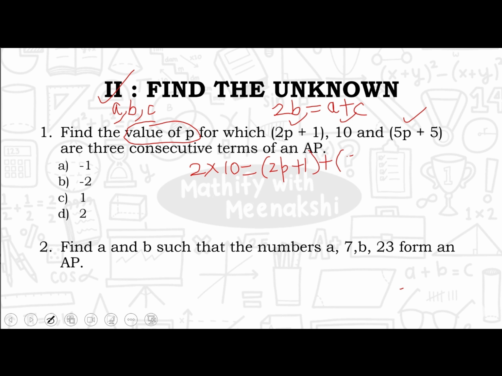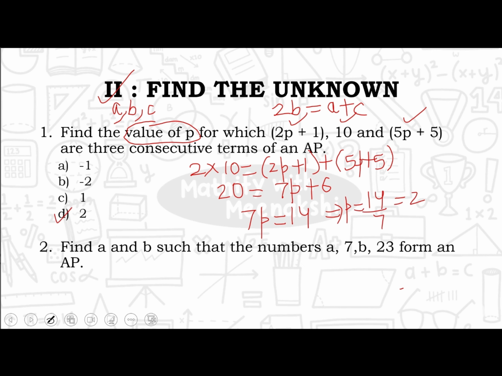So what will we do here? Twice the middle term, that is 2 into 10, is equal to the sum of extremes, that is 2p plus 1 plus 5p plus 5. Now what is twice 10? That is 20. 2p plus 5p, 7p, and 1 plus 5, 6. Now you will transpose 6 to that side, so you will get 7p is equal to 20 minus 6, that is 14. So p is 14 by 7, and that is 2. D option is correct.